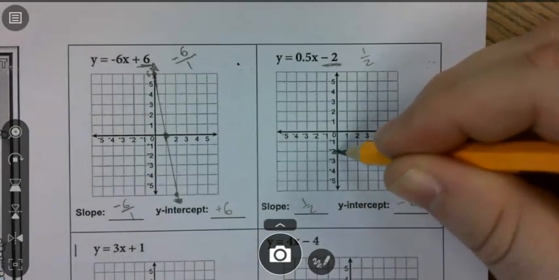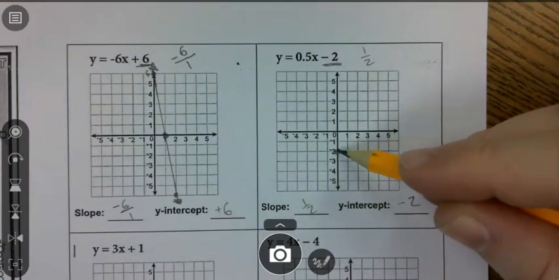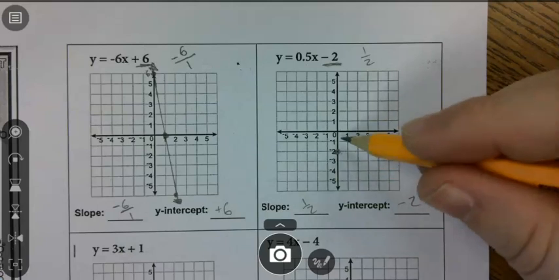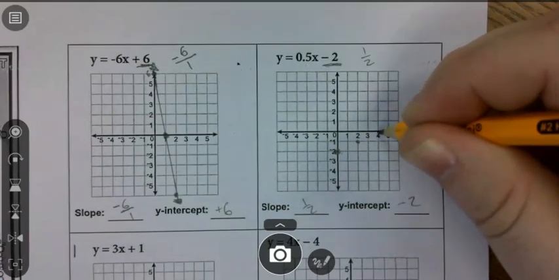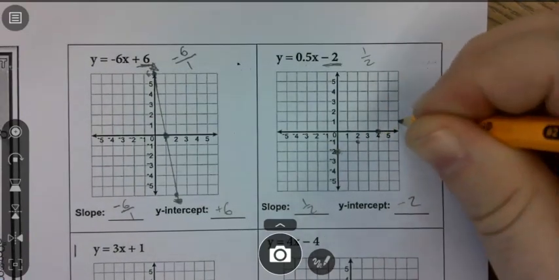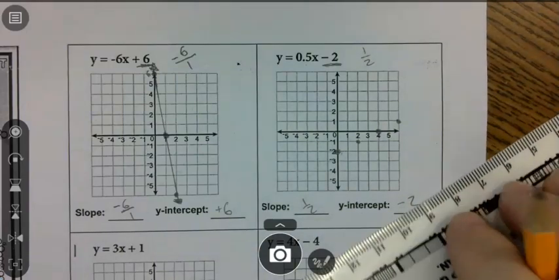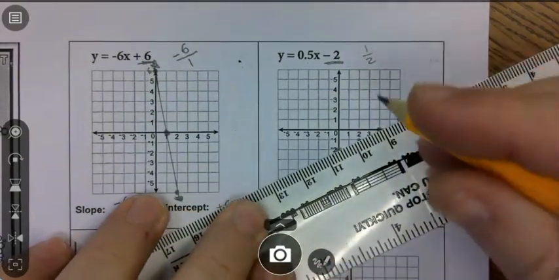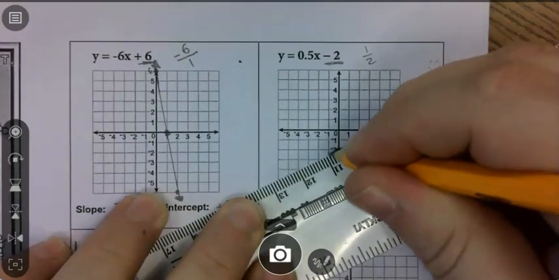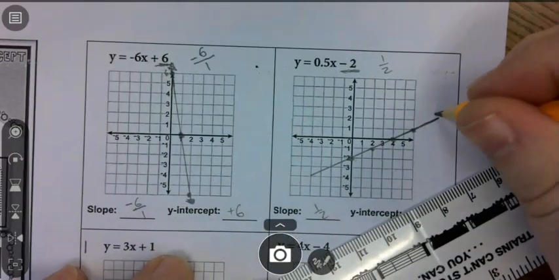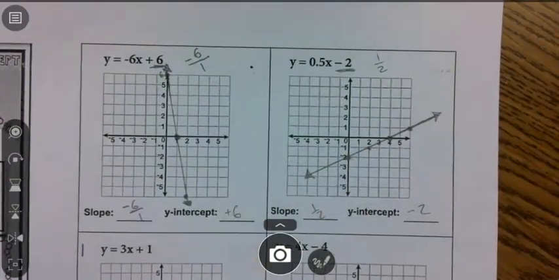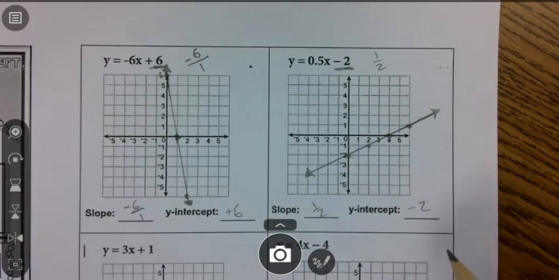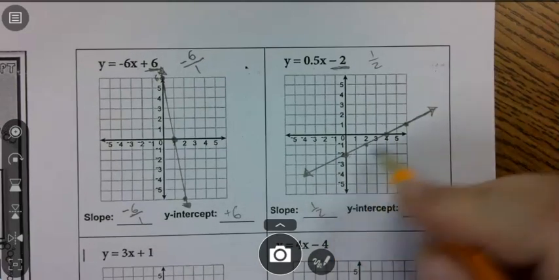That means that I can go from my point at my y-intercept, and I can rise 1 and run 2. I can rise 1 and run 2. And I have this slope of this line right here. And I'm going to go ahead and add those arrows like this. And we have the slope of our line, we have our y-intercept, and we have our graph.